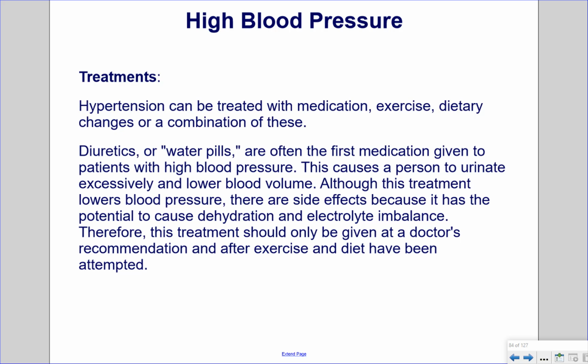High blood pressure. Treatments. Hypertension can be treated with medication, exercise, dietary changes, or a combination of these. Diuretics, or water pills, are often the first medication given to patients with high blood pressure. This causes a person to urinate excessively and lower blood volume. Although this treatment lowers blood pressure, there are side effects because it has the potential to cause dehydration and electrolyte imbalance. Therefore, this treatment should only be given at a doctor's recommendation and after exercise and diet have been attempted.